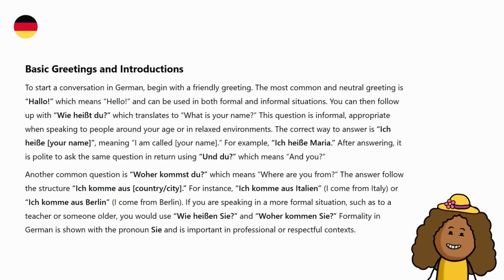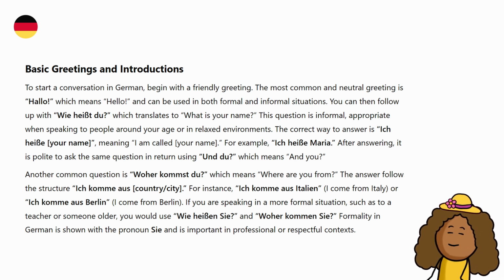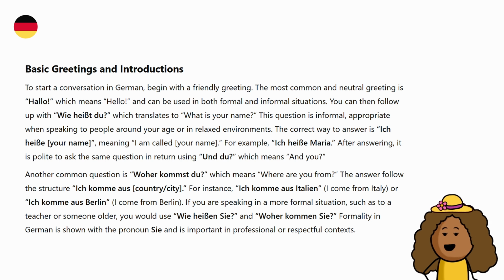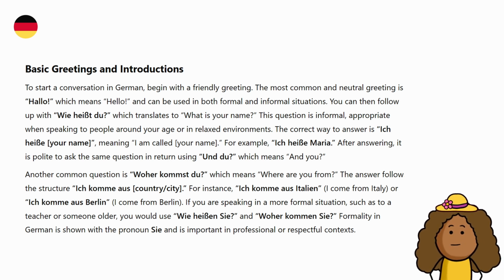Another common question is Woher kommst du, which means where are you from? The answer follows the structure Ich komme aus [country/city]. For instance, Ich komme aus Italien, I come from Italy, or Ich komme aus Berlin, I come from Berlin.